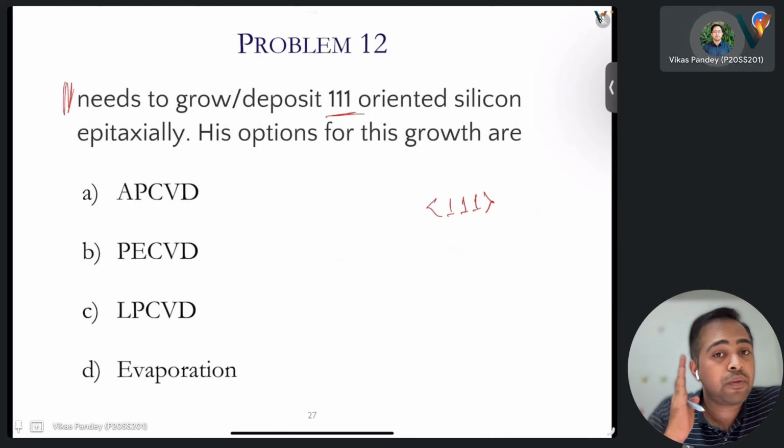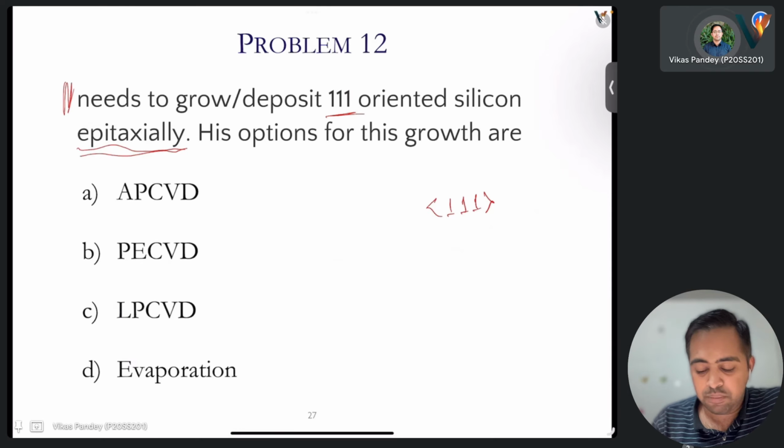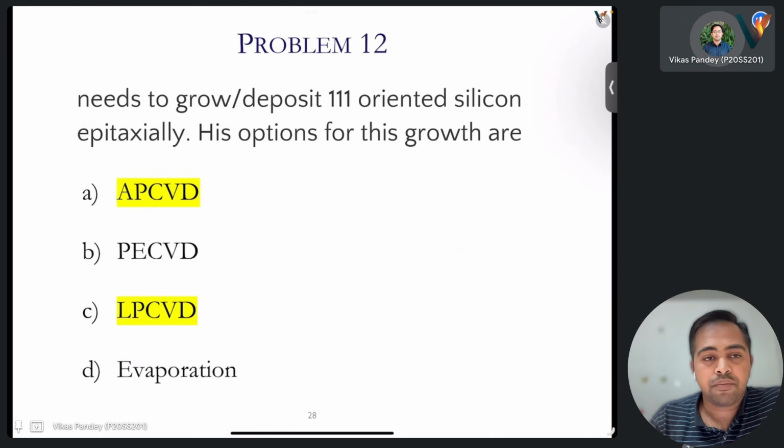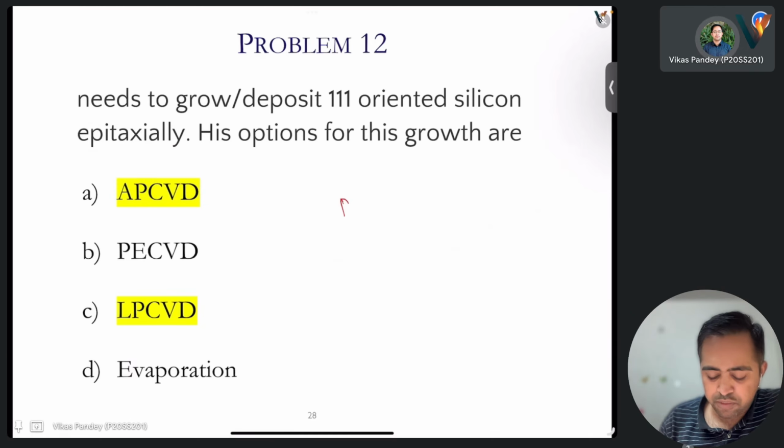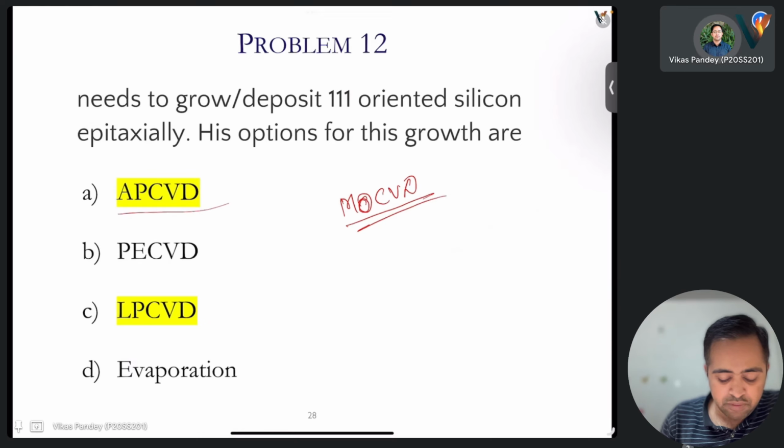So we want the orientation, and that also needs epitaxy, to be grown epitaxially. Whenever we are talking about epitaxy, we mostly talk about MOCVD. MOCVD is the best option to do epitaxial growth. But here MOCVD is not the option. If we have to orient that, then the best option will be APCVD or LPCVD.